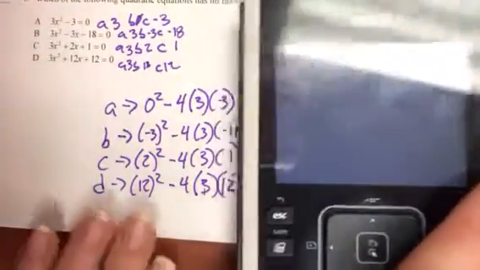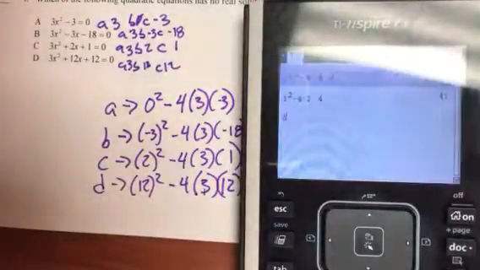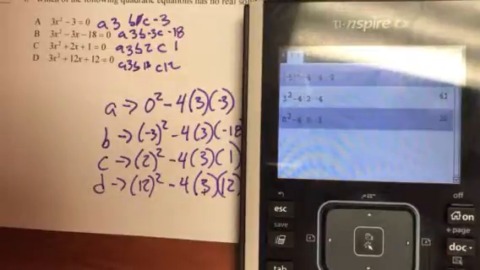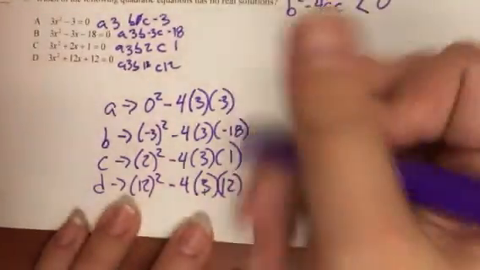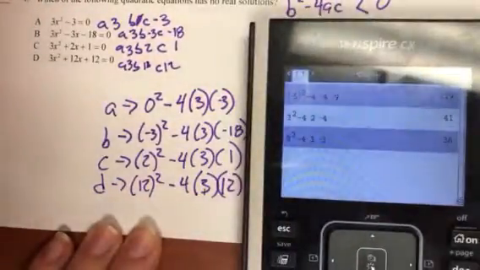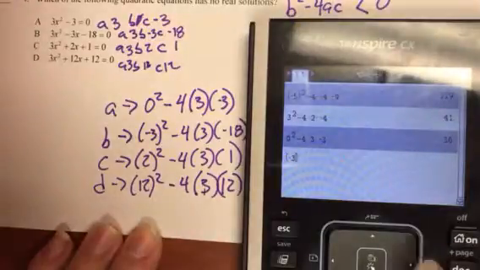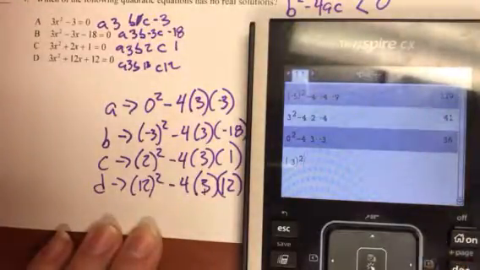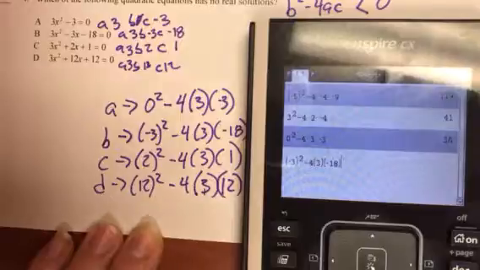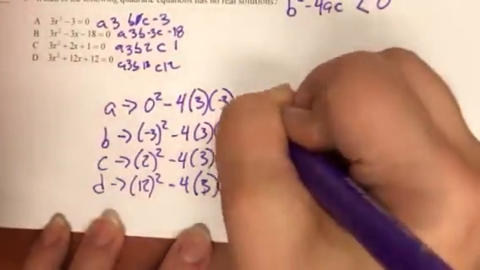So I'm going to do this a lot. So 0 squared minus 4 parenthesis 3 parenthesis negative 3 is a positive 36. Parenthesis negative 3 squared minus 4 parenthesis 3 parenthesis negative 18 is a positive 225.